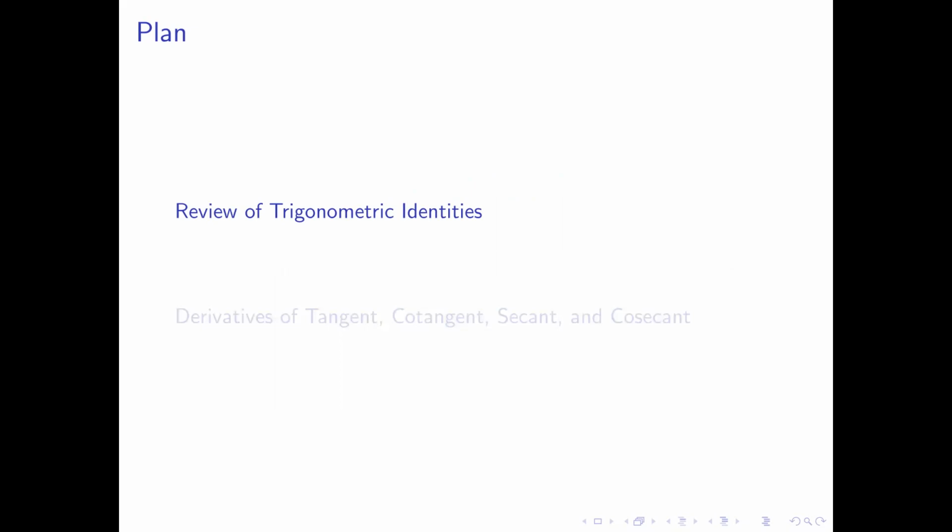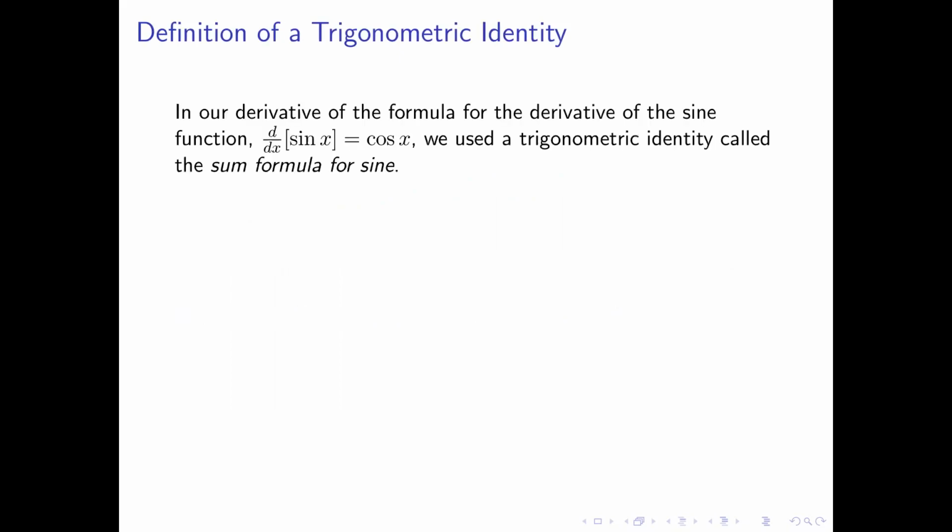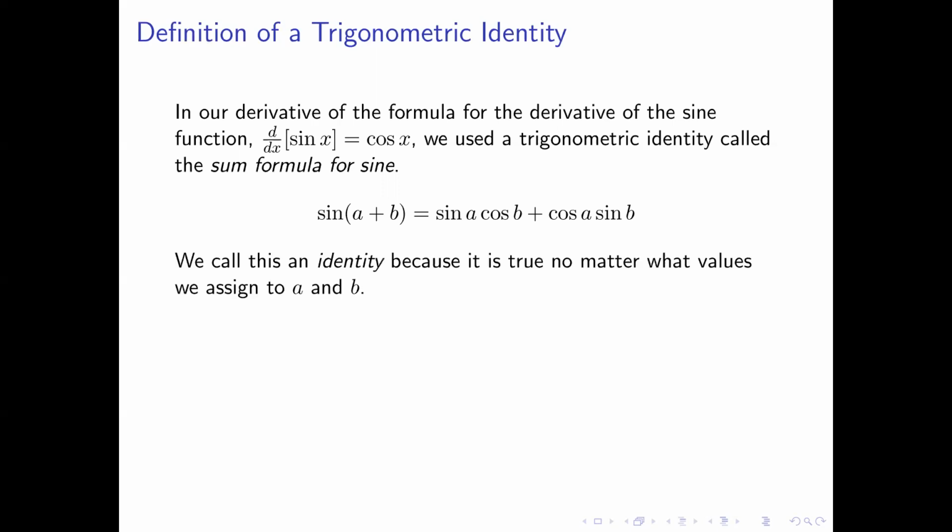Let's take a look at some of those trigonometric identities that will be useful. To begin with, it will help to recall what a trigonometric identity is. We used one of these when we came up with the derivative of the sine function. We used a trigonometric identity called the sum formula for sine. Here is how we stated it. The sine of a plus b equals the sine of a times the cosine of b plus the cosine of a times the sine of b.